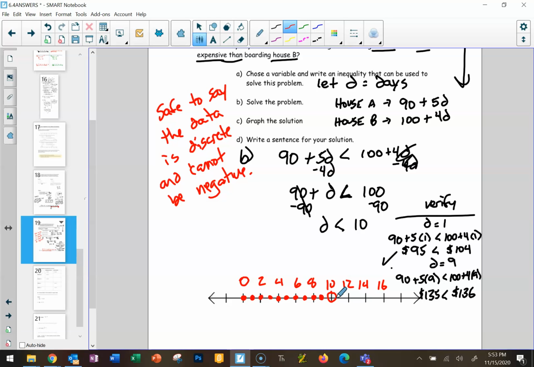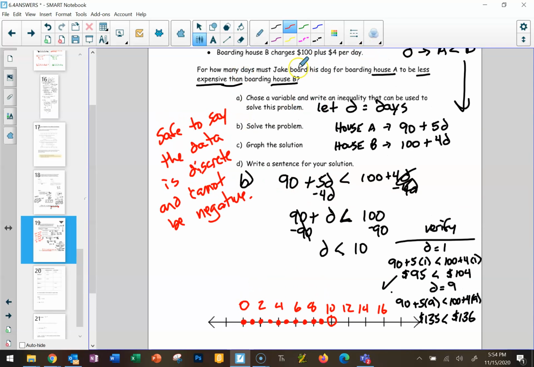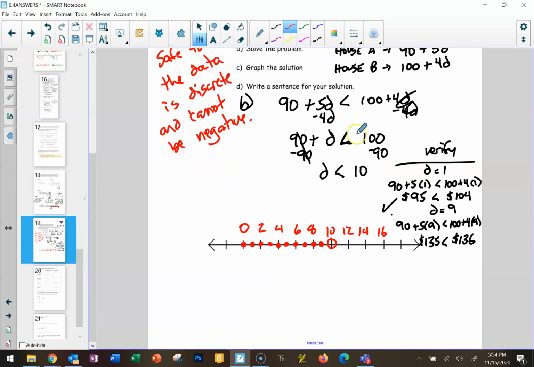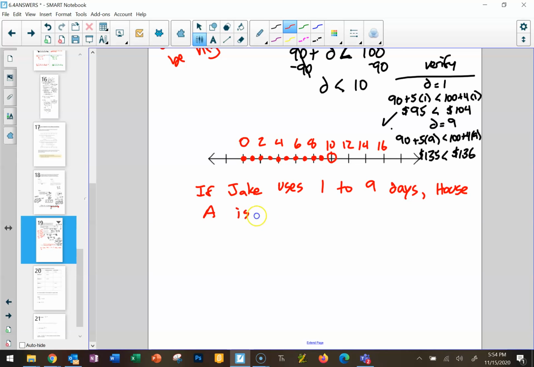And from what we checked with our verification, as long as you spend less than 10 days, which in this case would be between 1 and 9 days, it will be cheaper for you to use house A. If you spend 10 or more days, it'll be cheaper to use house B. But the question asks specifically about how many days for house A to be less expensive. And that's what we built our equation on. So our final sentence should be something to the effect of, if Jake uses, let's say, 1 to 9 days, house A is cheaper.